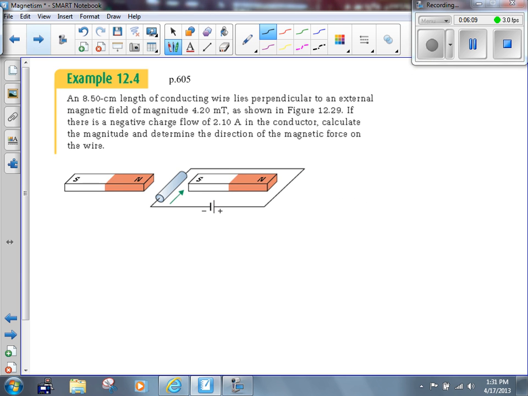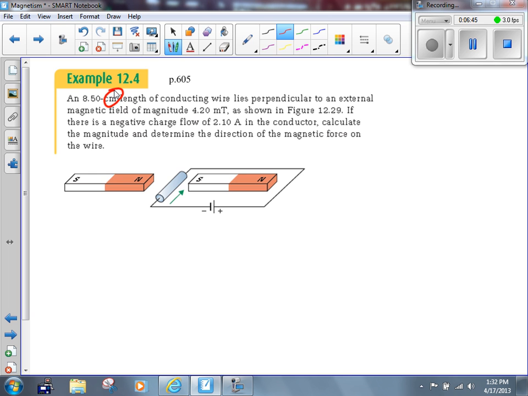Let's do an example now. 12.4, page 605. An 8.5 centimeter long conducting wire. Remember, I circled the centimeters. The mistake that I made on the quiz that I gave you today was not circling and identifying those things that could cause me to make a silly mistake. It wasn't unit conversions like we have in this one. It was what type of particle we had, so I forgot which hand rule to use. But it illustrates a good point, and that is make sure you highlight or underline or circle things that can cause you to make a silly mistake, like unit conversions.